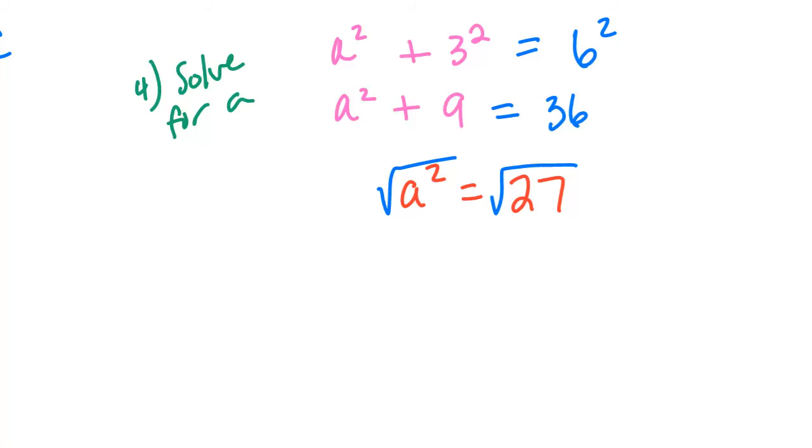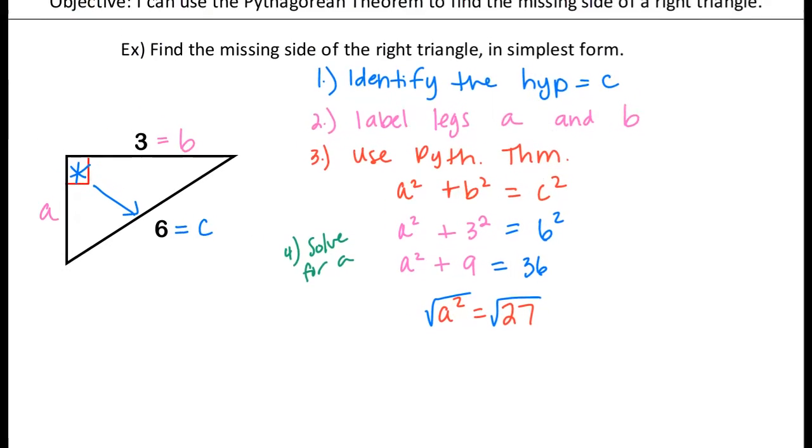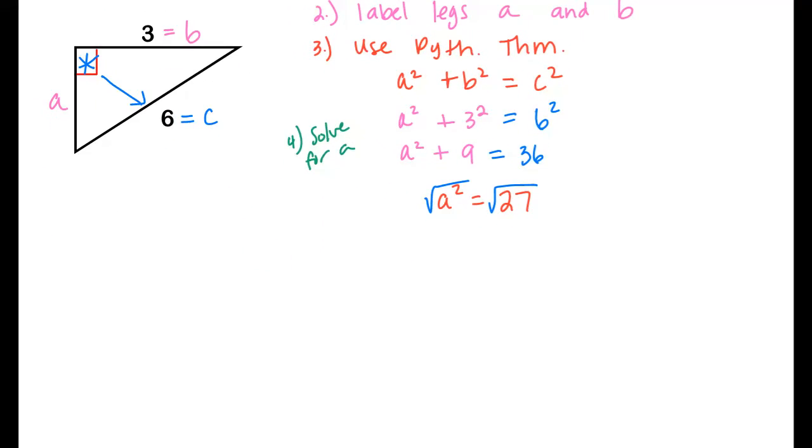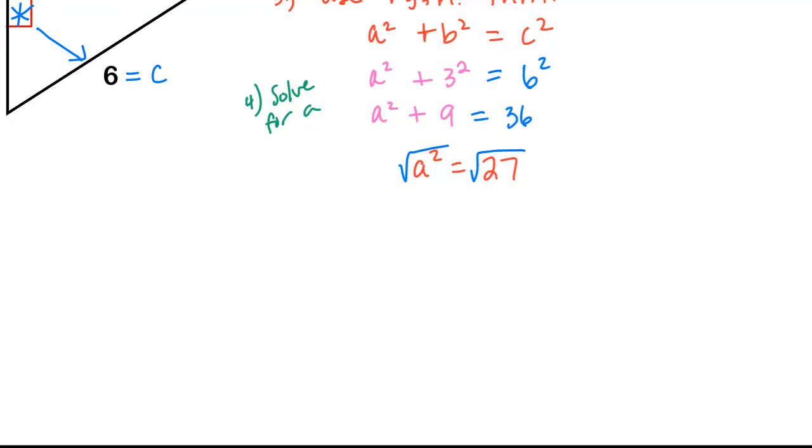And then if you notice, the directions up here say it has to be in simplest form. So in simplest form, I'm going to have to simplify the radical of my square root of 27. So I need to see, are there any perfect squares that go into 27? My perfect squares are 1, 4, 9, 16, 25. Those are the only ones smaller than 27. So do any of these go into 27?